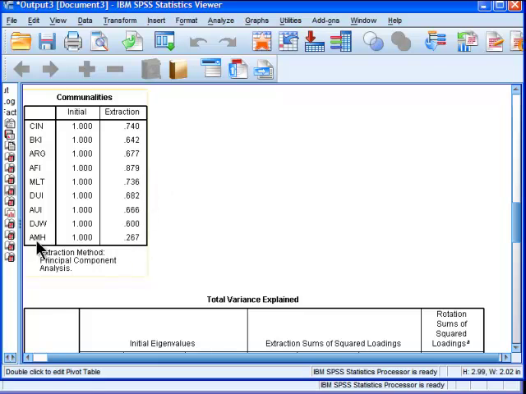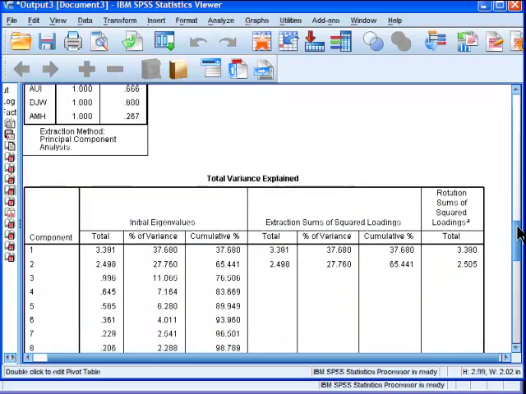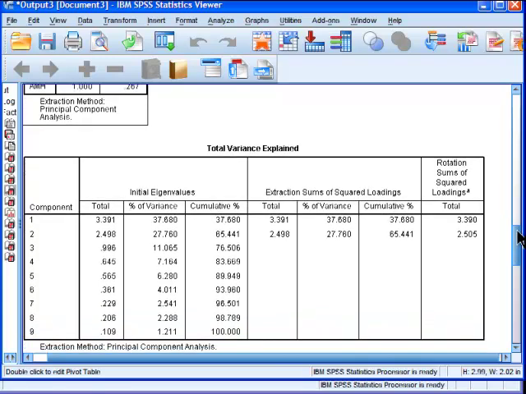Whereas we can see down here, AMH seems to beat to its own drum. It's only at 26. That's still not bad. 26.7% of its total variability is being accounted for by the two-component solution. But overall, these communalities are quite good. Again, there are rules of thumb about what's good and bad, and something at about 0.1, 0.2 is starting to get pretty low. And you'll see that in the pattern matrix with the factor loadings or component loadings.